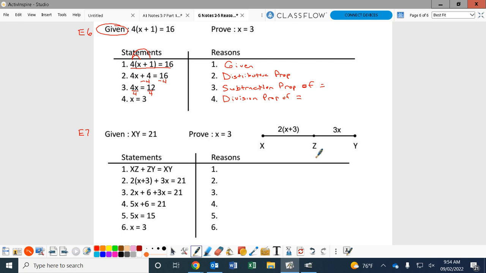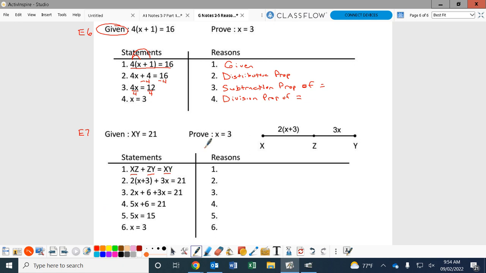There you go. Okay, now they're going to use geometry to combine the geometry and the algebra so you can see how it connects. Guys, this is one we did a lot, so let's look at it. It says xz plus zy equals xy.